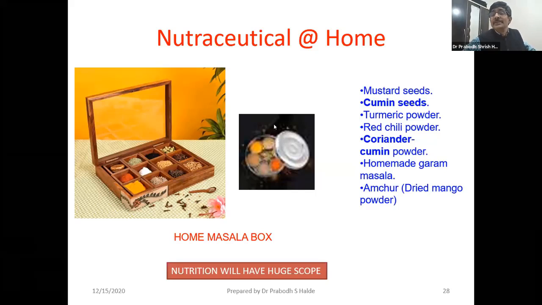For many thousands of years, India has been protected from so many illnesses and diseases because of this masala box. This is a great nutraceutical product. You go to Japan, nobody eats this. Go to the US, nobody eats this. They take a pill, which is 10 rupees, 20 rupees. Masala comes so cheap.